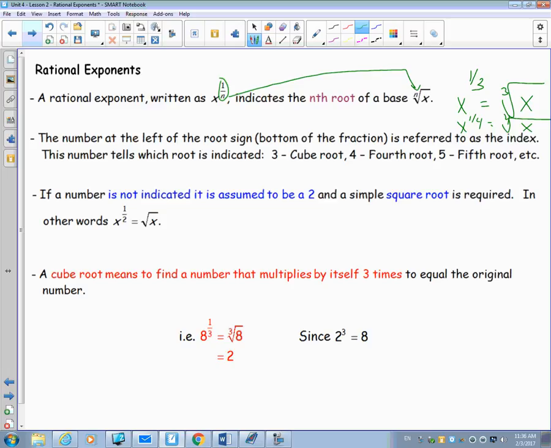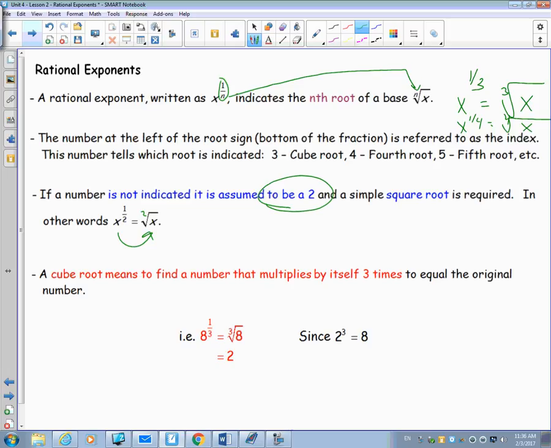The one special case is if you see a 2. x to the half is just the square root of x. We don't usually put the 2 in here. That means square root. Okay, so if we ever come across a square root, we can write it as a half. If we see a half, we can write it as a square root.